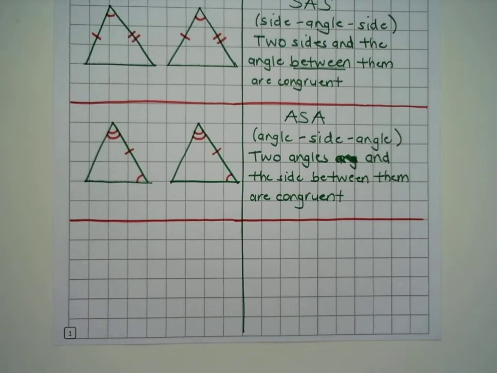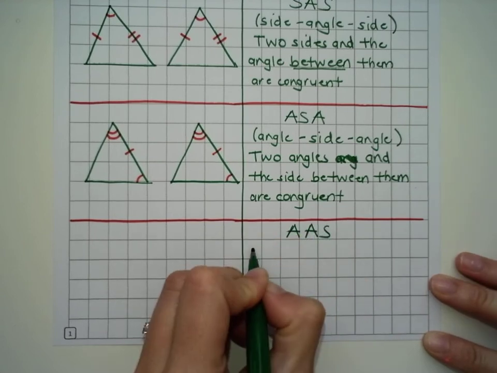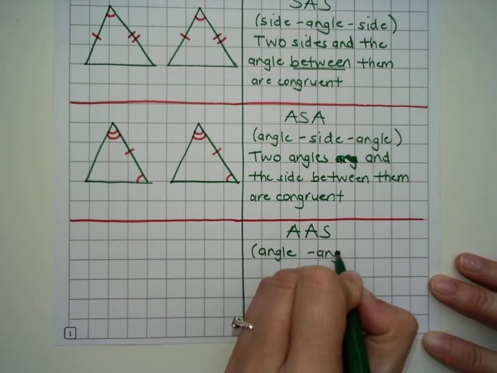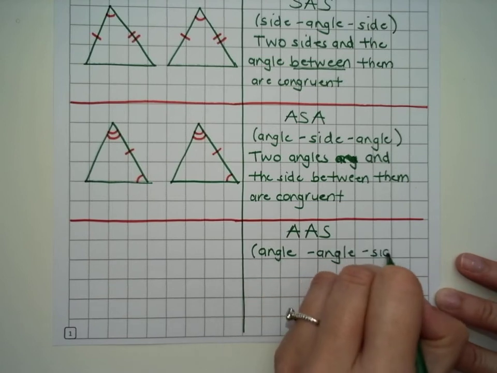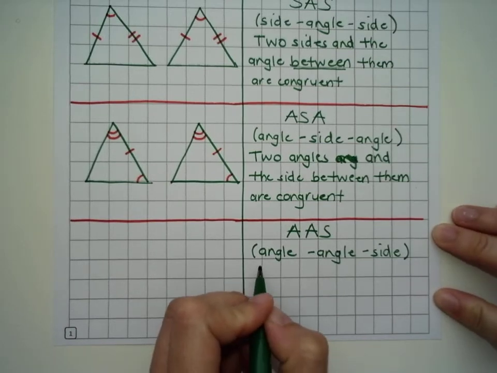And the last one we're going to be talking about is the angle angle side theorem. And so this one says if you have two angles and a non-included side that are congruent, then the triangles are congruent.